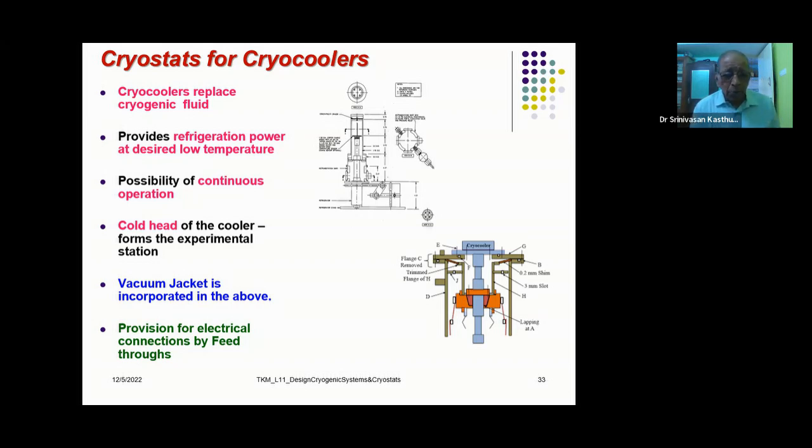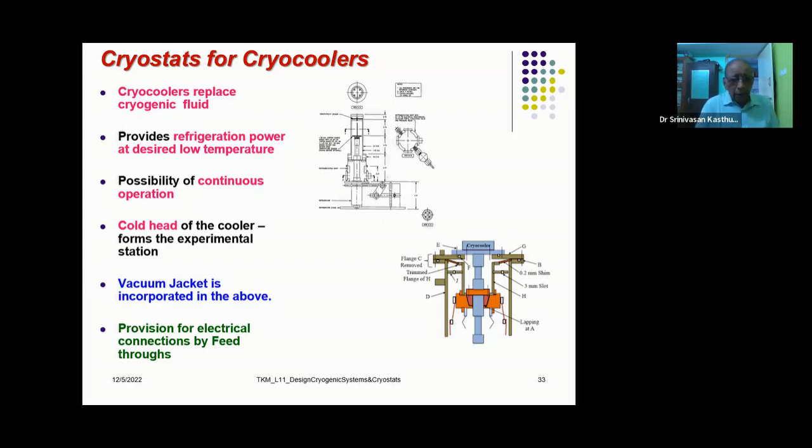Now, sometimes there is the possibility of continuous operation. For example, if I want to operate a superconducting magnet continuously, then I need to use a cryocooler for that purpose. There is a possibility of continuous operation in such cases, and it also avoids the filling of liquid helium, etc. Of course, the necessary electrical power for running the helium compressors, etc., needs to be provided to the cryocooler.